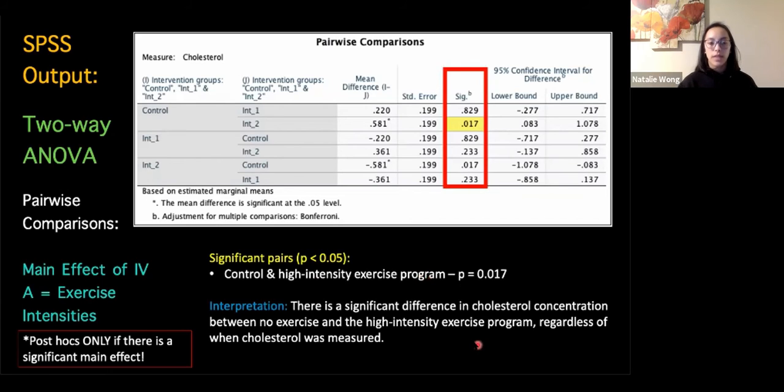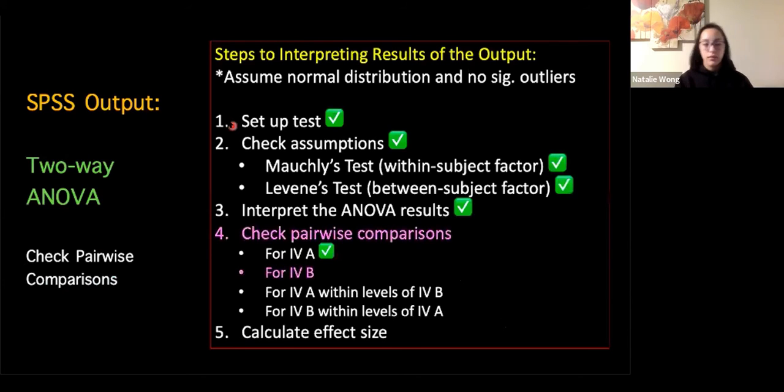program. So the interpretation of that pair would be that there's a significant difference in cholesterol concentration between no exercise and the high intensity exercise program, regardless of when our cholesterol was measured. If you don't include the regardless part, that's okay, as long as I can tell that this pair is different from when you're looking at your interaction effects, then you're fine. Okay, so significant difference between control and high intensity for cholesterol concentration. That takes care of our pairwise comparisons for one of our main effects.